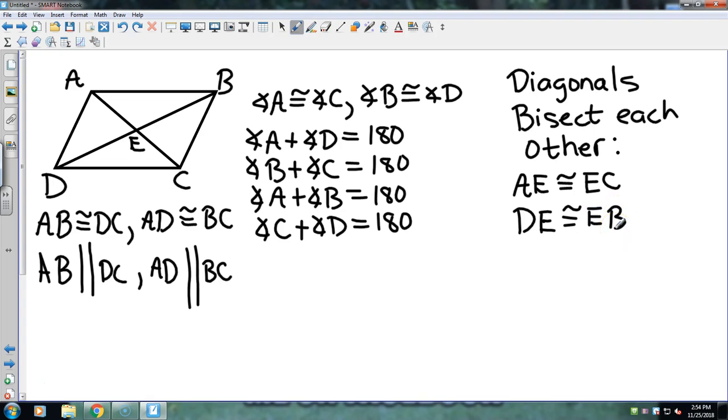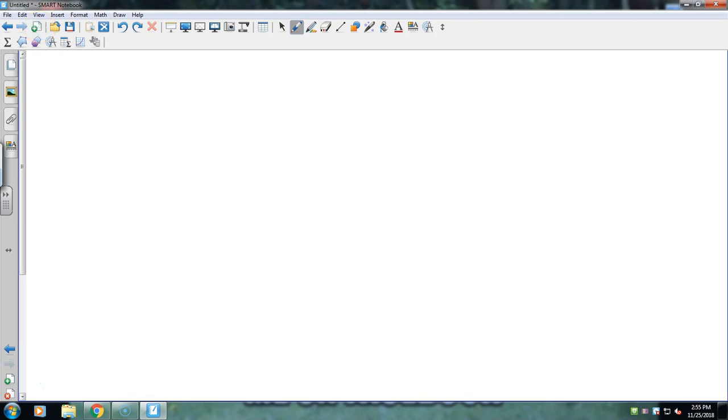Okay, so all kinds of properties on this, and as we go through and do some more shapes, you'll find that a lot of the quadrilaterals have very similar properties, but each a little bit unique. And so let's take a look at a problem. What we might see is something like this.